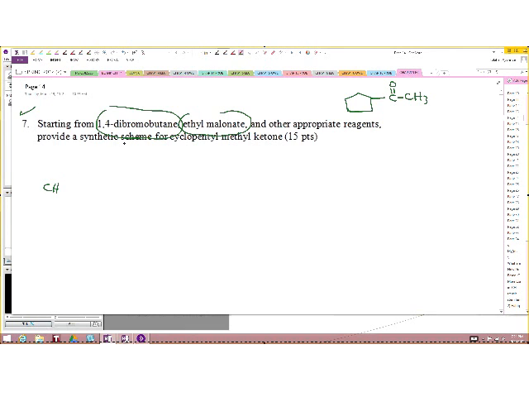Some of you will say, well, how do you go from ethyl malonic ester, since malonic ester is supposed to give you carboxylic acid, how do you end up getting a ketone? Some of you will ask that question. So do you have an answer to that? You transform the ester to methyl ketone. Okay, very good. Okay, so let us start.